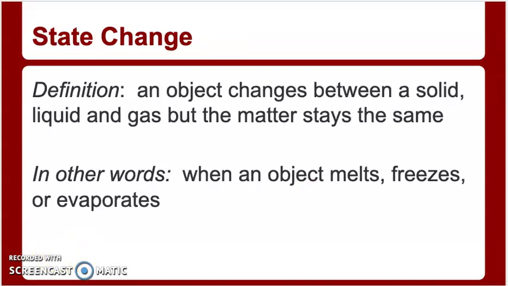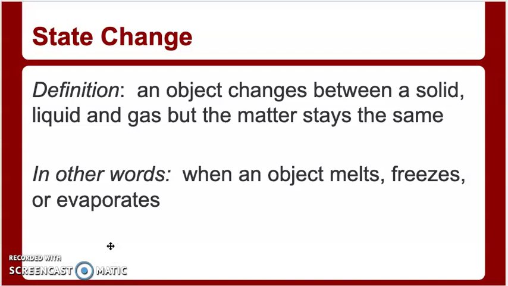Our third word is state change. Definition: an object changes between a solid, liquid, and gas, but the matter stays the same. In other words, when an object melts, freezes, or evaporates. Press pause to get this in your vocab. Press play to begin again.